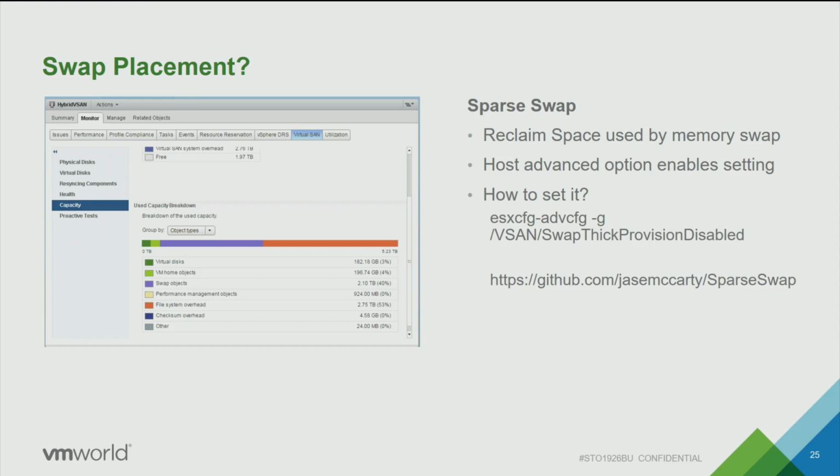Now, I mentioned this earlier, swap by default is thick, and this is the monitoring screen. You can look at your space savings and so forth. But if you look in here and you see that swap is getting high, you're reserving a lot of space for it, there's this advanced configuration you can set. Also, that's the CLI. You can also do it now within the UI.